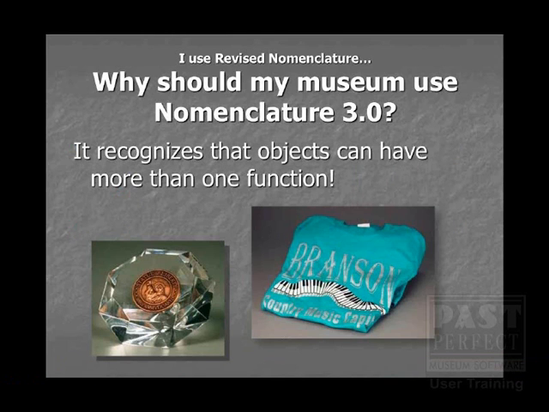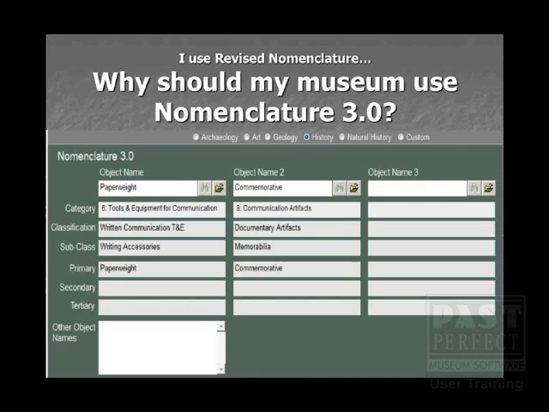Nomenclature 3.0 identifies that more than one object name can be assigned and associated with artifacts as they serve more than one function. So here are two examples of that. We have a commemorative paperweight and also a souvenir T-shirt. Now, every preferred term is unique and assigned to one place in the classification hierarchy, but more than one term may be used to describe a single artifact, which makes cross-indexing and searching easier.